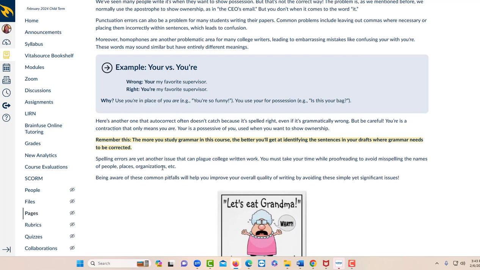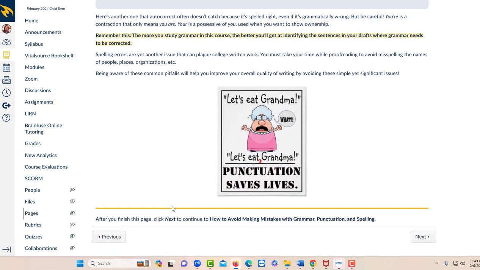Spelling errors are yet another issue that can plague college work. You must take your time while proofreading to avoid misspelling names of places and organizations. Being aware of these common pitfalls will help you improve your overall quality of writing by avoiding these simple yet significant issues.